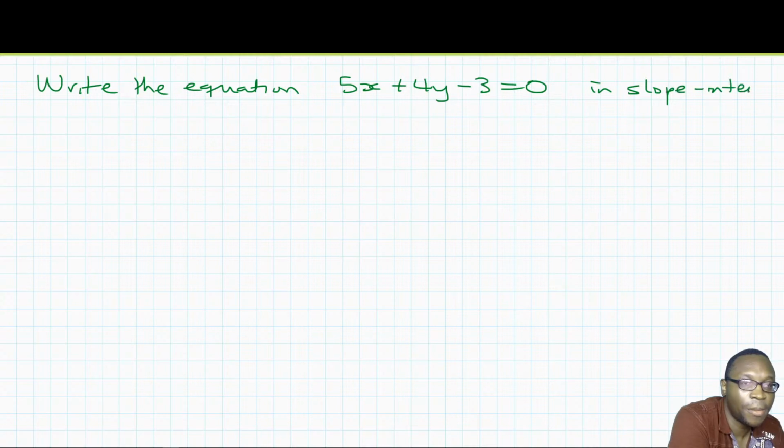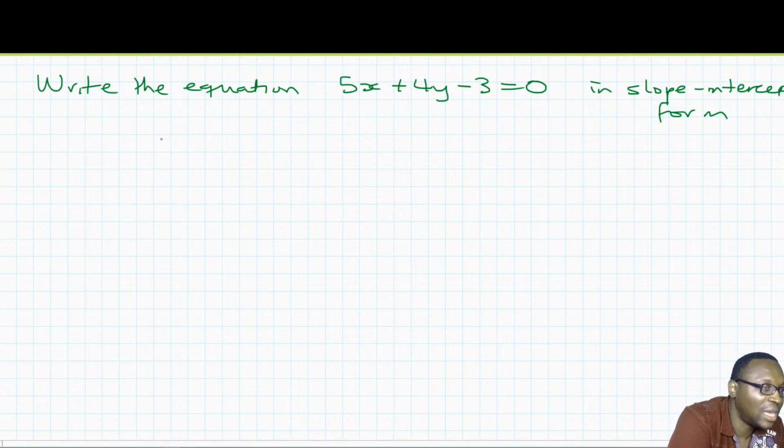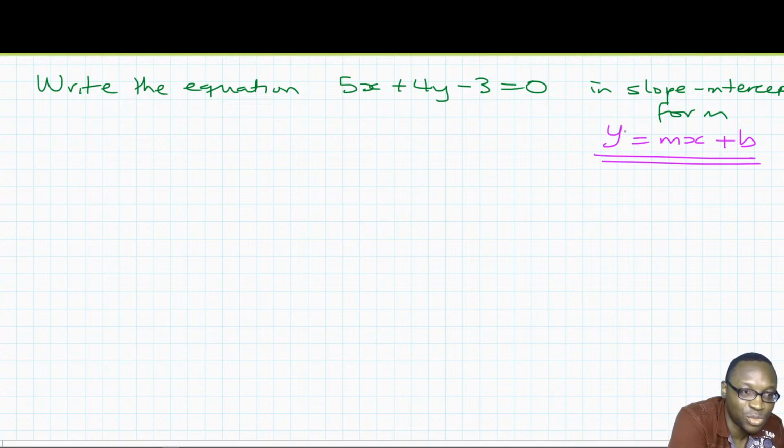Okay, so the question here, I'm going to come up with a question. Write the equation 5x plus 4y minus 3 equal to 0 in slope-intercept form. So we're going to write the equation 5x plus 4y minus 3 in slope-intercept form. You have to always remember that you're writing it in the form y equal to mx plus b. So this is your end goal. You have to have just y.